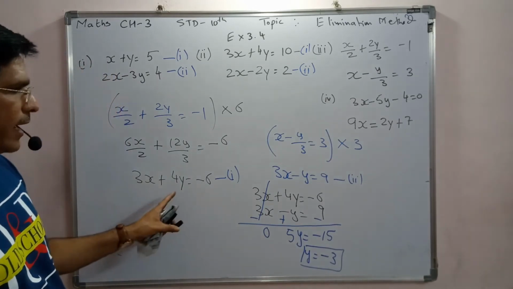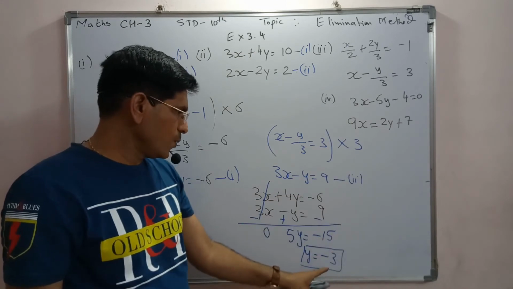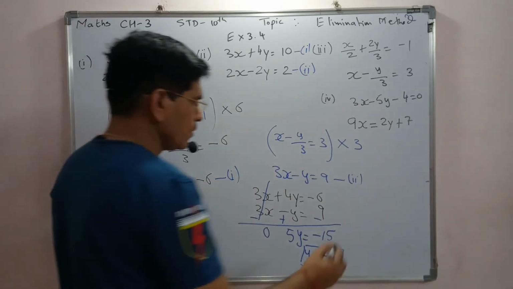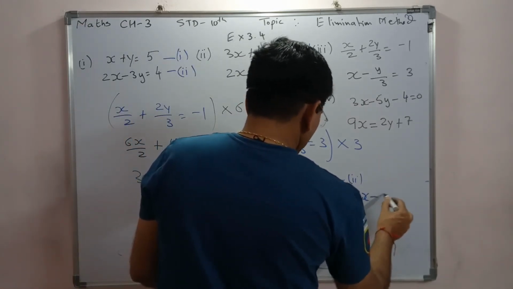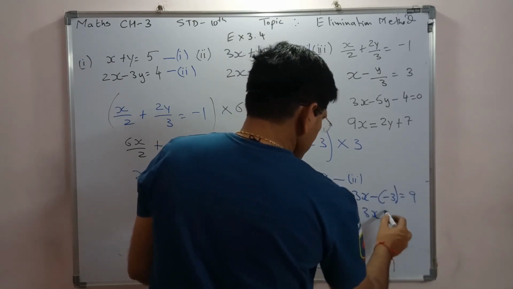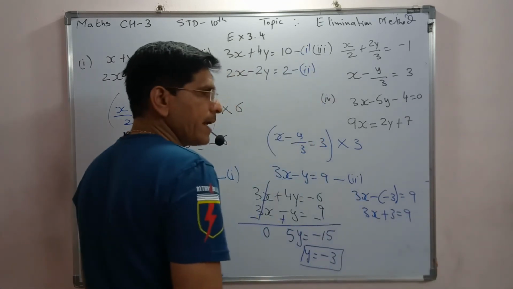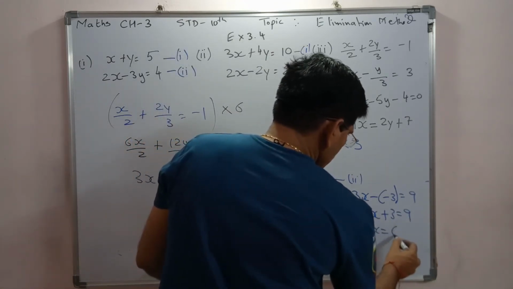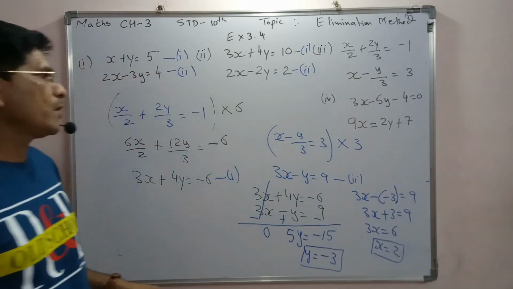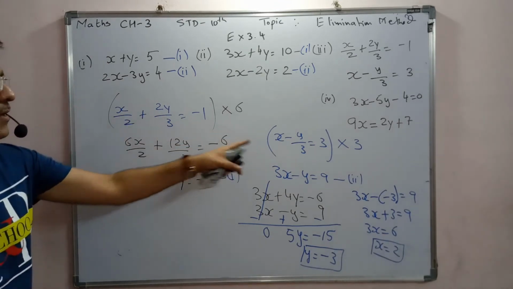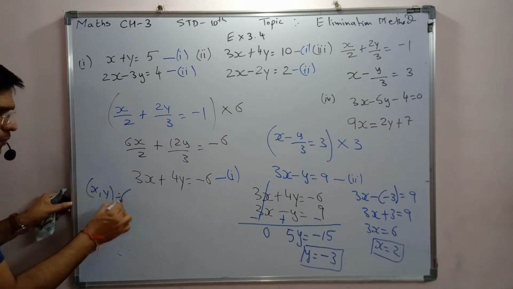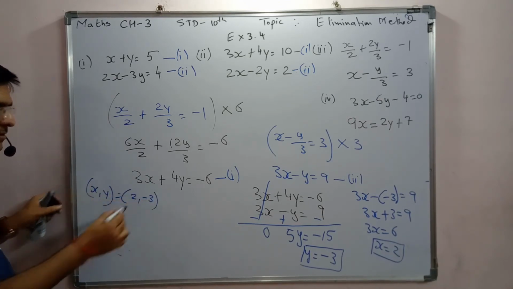Now we can put the value of y in either equation 1 or equation 2. It is easy for us to put it in equation 2. So 3x minus y becomes 3x plus 3 is equal to 9. So 3x is equal to 6. Therefore x is equal to 2. So we get the solution of these two equations: x comma y is equal to 2 comma minus 3.